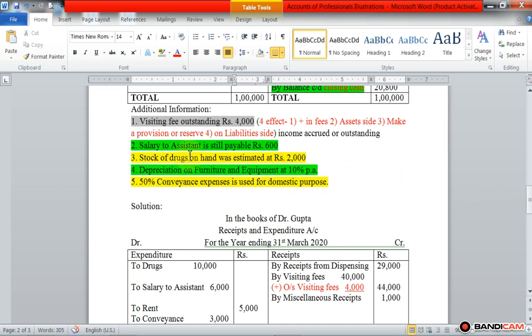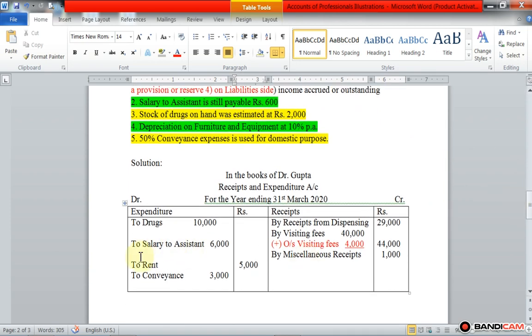So here that additional information has two effects. The first effect is add in salary to assistant, outstanding salary, amounted rupees 600. Got it? 600. Make the total. Okay, and the total is 6,600. Okay, we give the one effect.